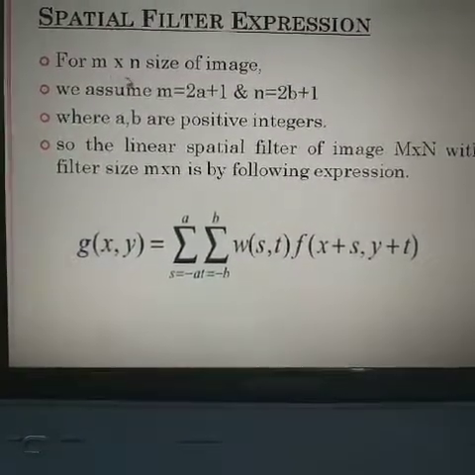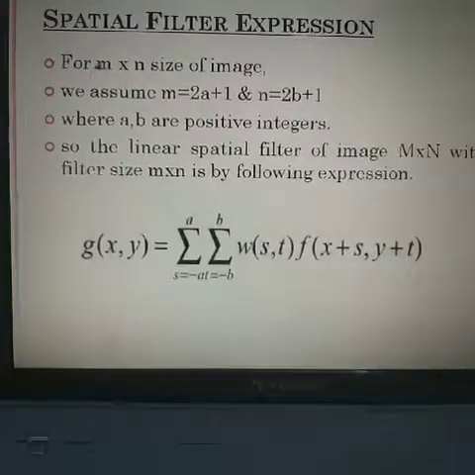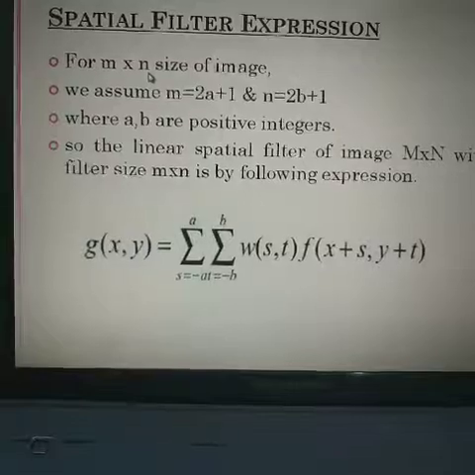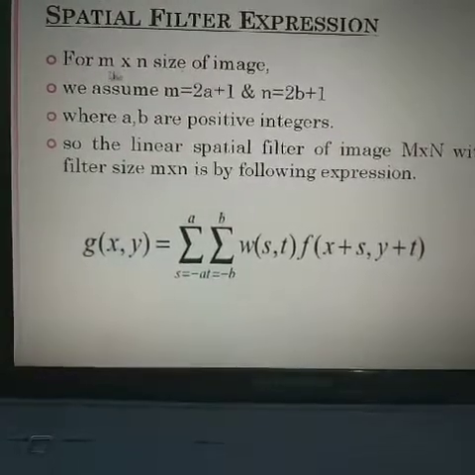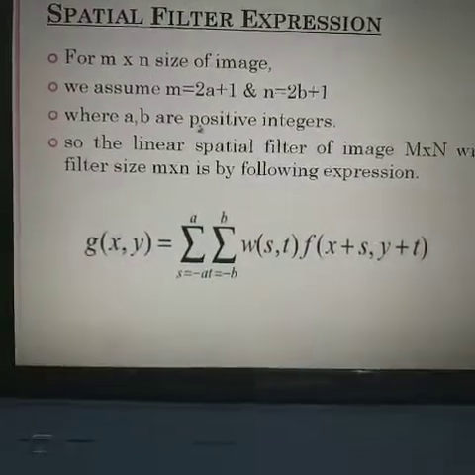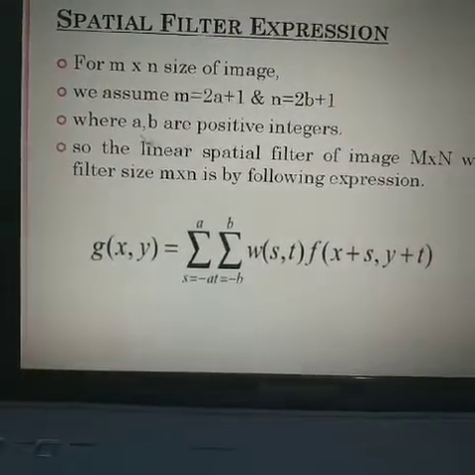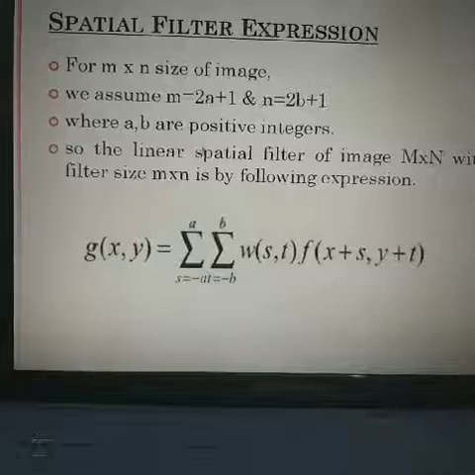So here m into n, we write the number of columns first into the number of rows later. Column first, rows later. So these are the column value and this is the row value. So a and b are the positive integers.